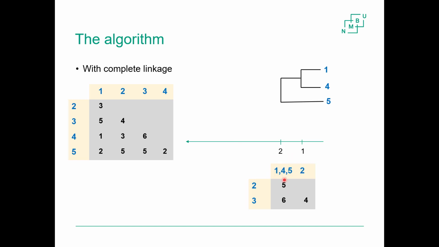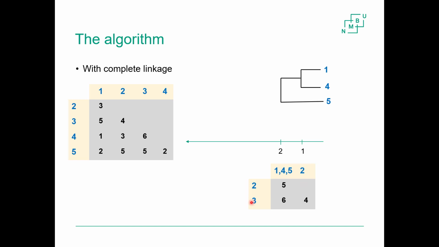And again, we have to recompute the distances from this group to this group. What is the maximum distance from 1, 4, and 5 to 2? 1 to 2 is 3, 4 to 2 is 3, and 5 to 2 is 5, yeah. So this was the biggest one, right? That's why we have 5 here. And the same for 6 here, while these two are just copied again from up here. Nothing has happened between the distance between 2 and 3.